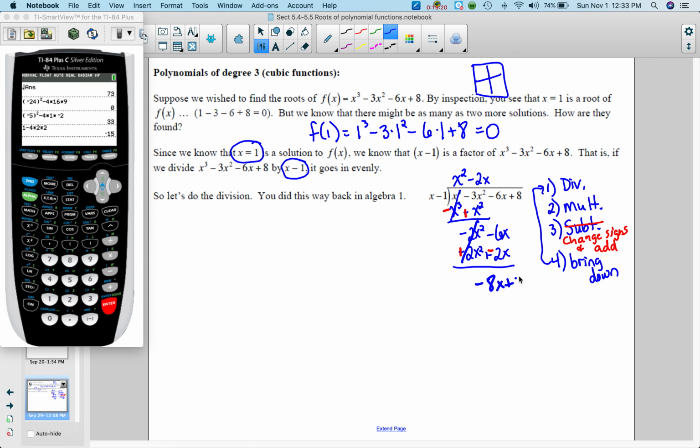Bring down, because that was next, back up to the top. So I would have to multiply the x by a negative 8. If I multiply, I get minus 8x plus 8. Now I change the signs and add. When I do that, they drop out and I get 0. The fact that I have a remainder of 0 tells me it goes evenly.